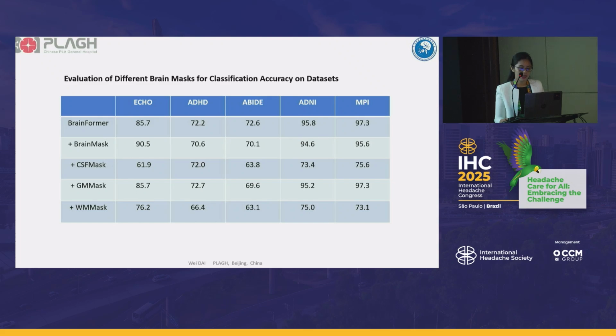We apply a brain mask, cerebrospinal fluid mask, white matter mask, as well as a gray matter mask on our model. And we can see that the CSF mask and white matter mask significantly reduce the performance and the classification accuracy. However, using the brain mask or the gray matter mask provides similar results to using no mask at all.